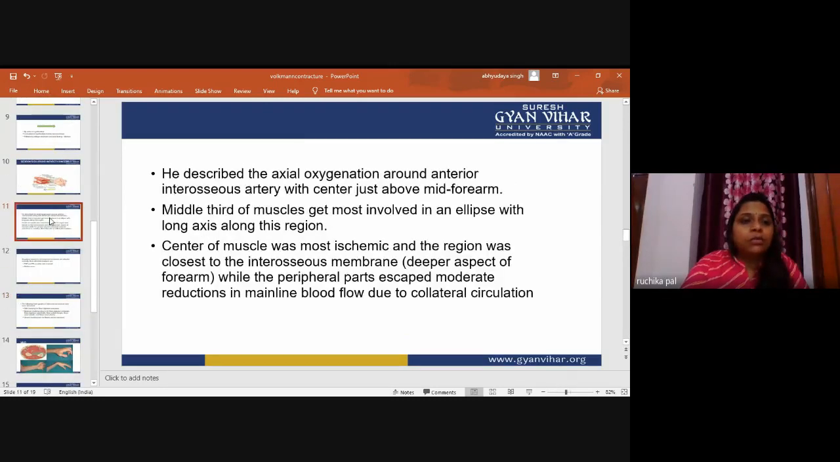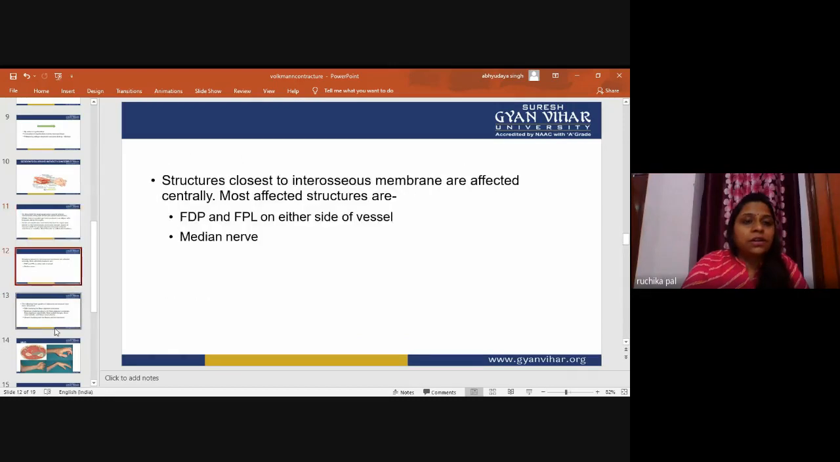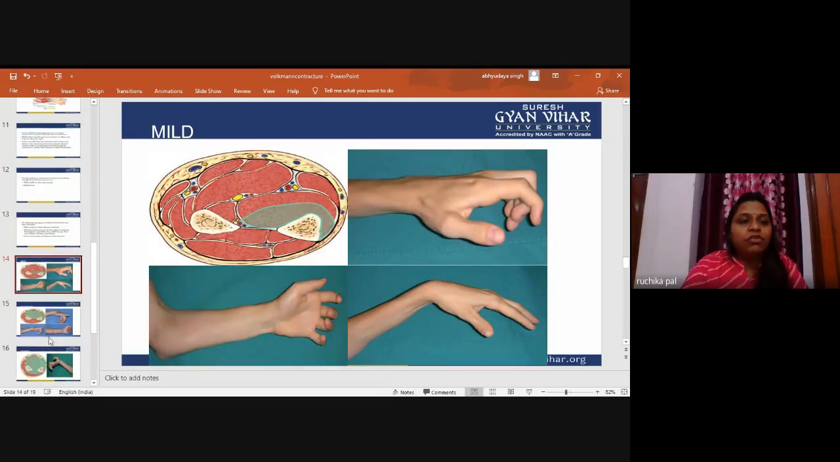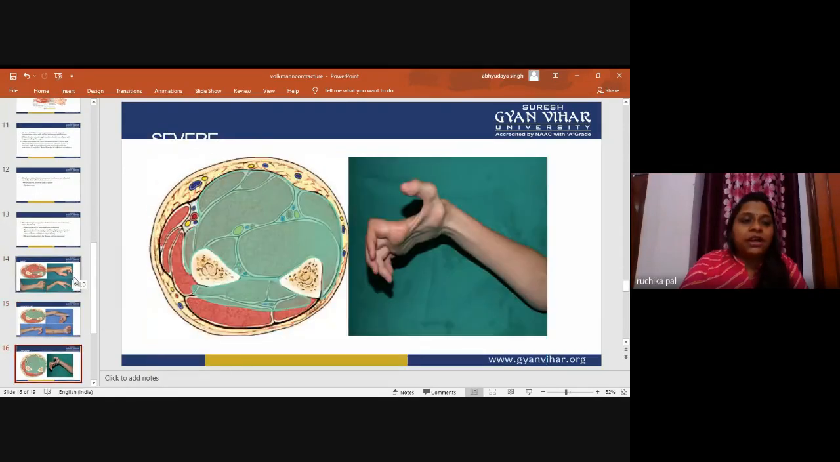So you can see the grading system, the mild, moderate, and severe conditions, in this inner microscopic view of the compartment. That can lead to this type of deformity.